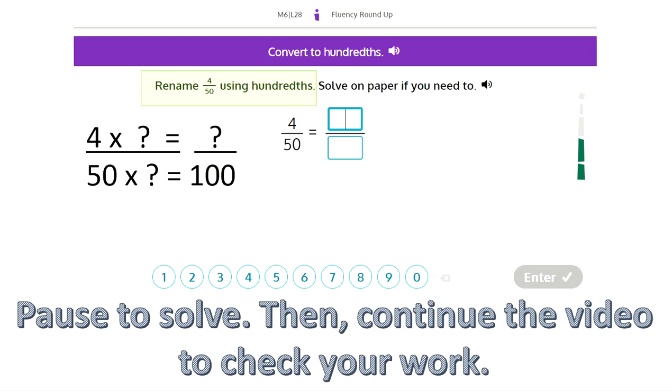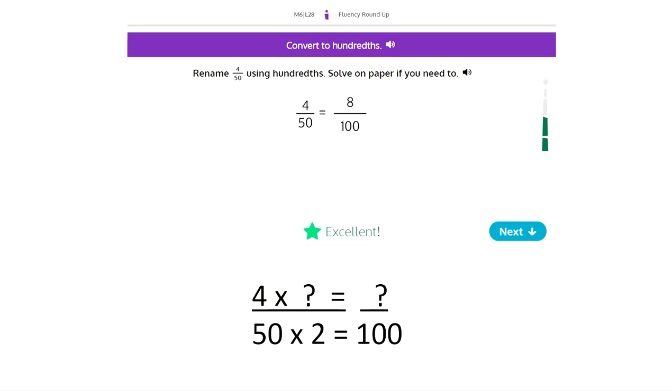Next, we'll be asked to do some conversions. We're going to be given fractions and asked to convert them or rename them using hundredths. I want to remind you, in order to get this work done, we're first going to think, if I want to write this as hundredths, it's in 50ths now. What would I multiply times 50 in order to have 100th? That's right. I would multiply times 2 because 50 times 2 equals 100.